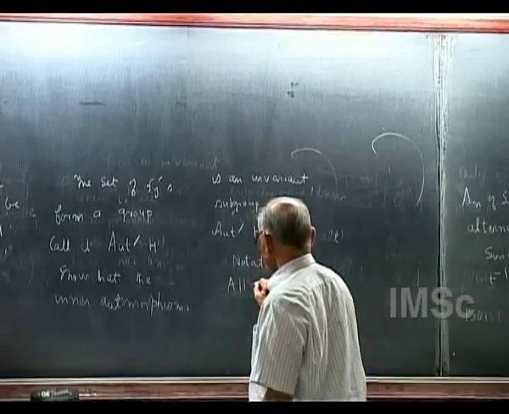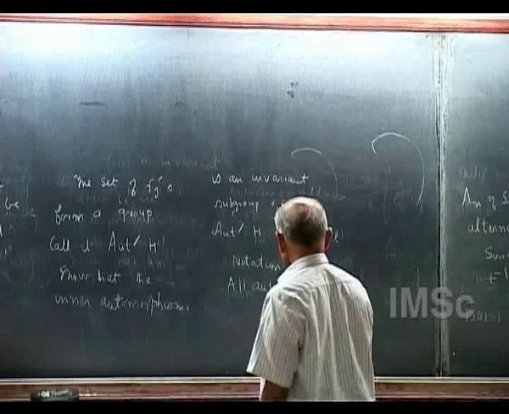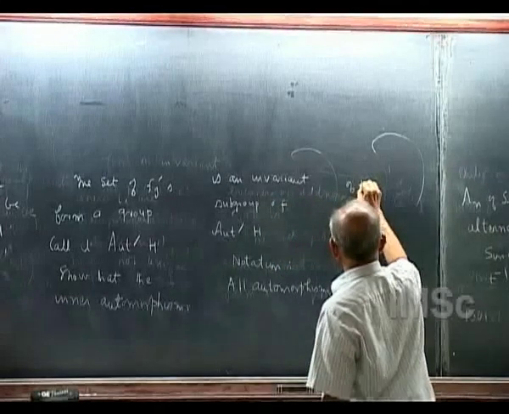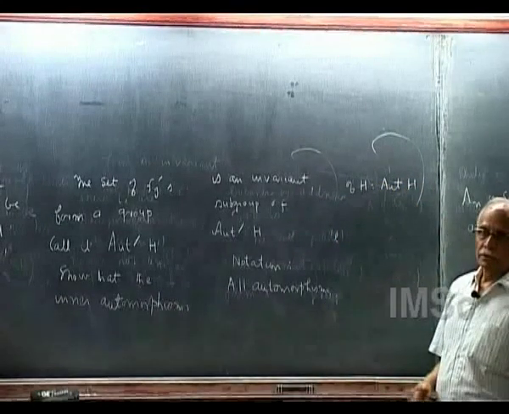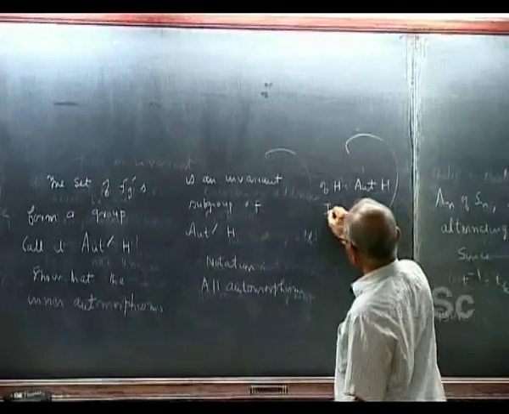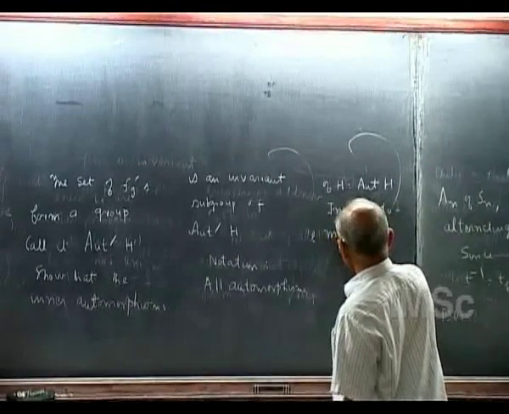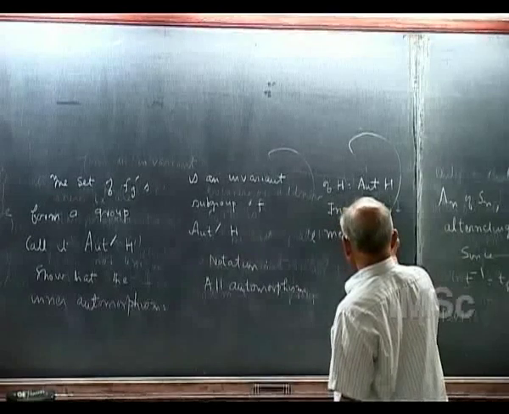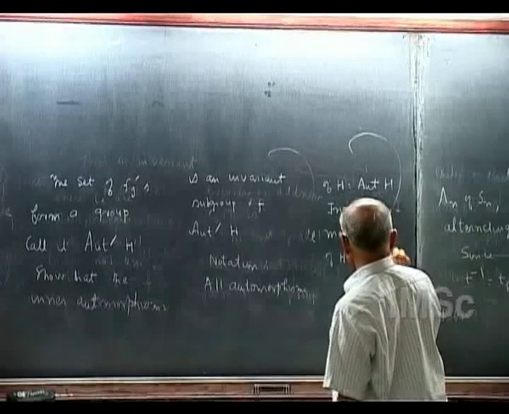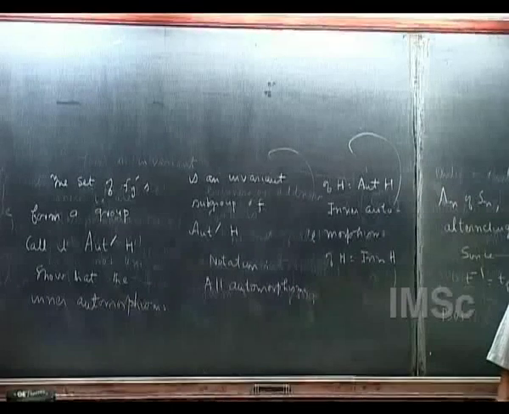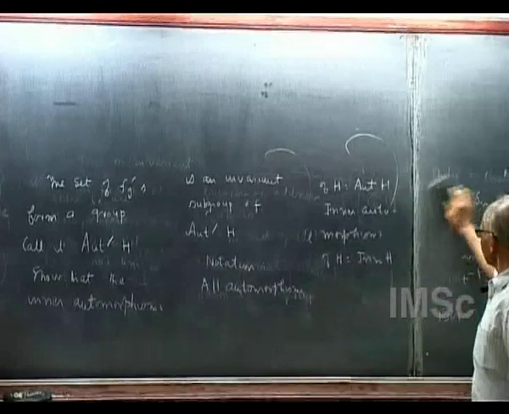All automorphisms of H is usually called Aut H. The inner automorphisms of H, I think it is called Inn H, inner automorphisms of H. One can quite generally prove that this is a normal subgroup of Aut H. It is not difficult.